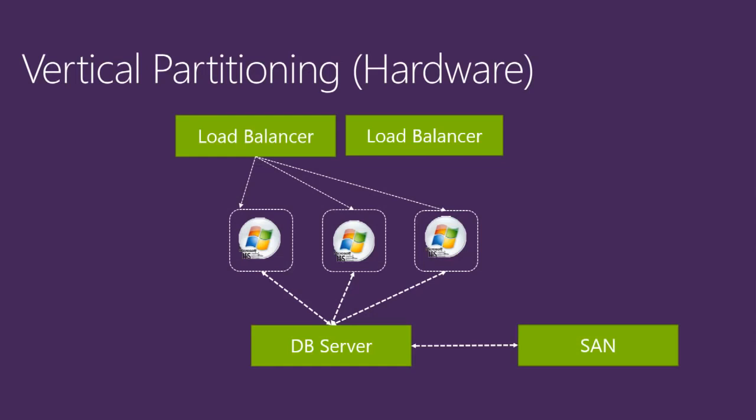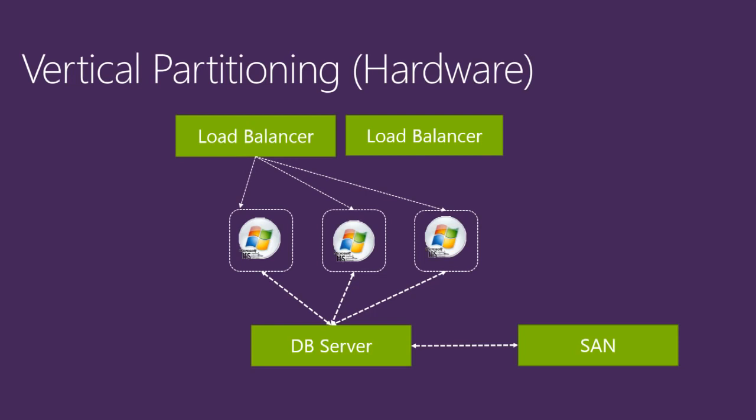So vertical partitioning. Now, still, we had a problem with the database server. How do we fix that? Well, we've got something called a storage area network. So instead of a database server, now we have a storage area network that's actually going to have our files. The actual files are going to reside over there. So anytime I need to scale up, I could scale up.